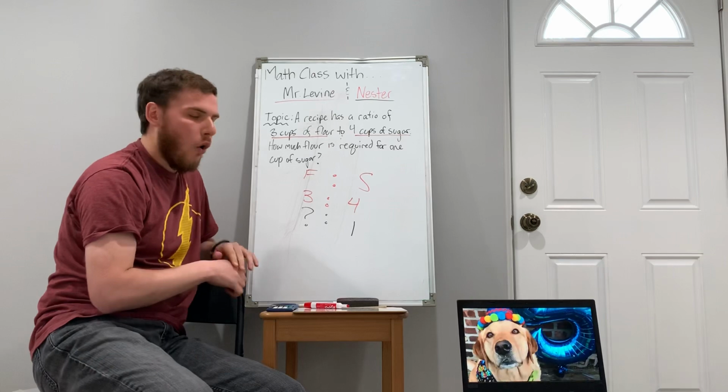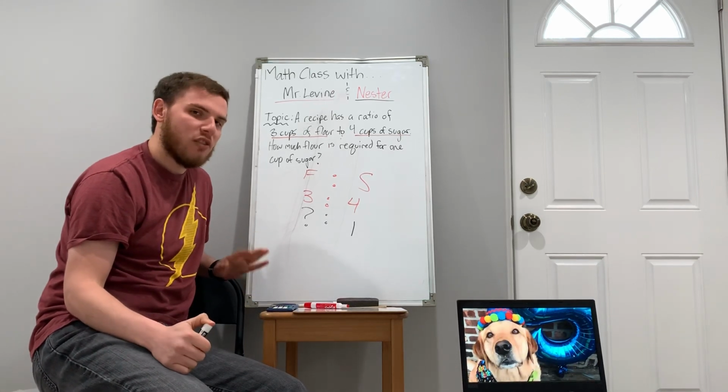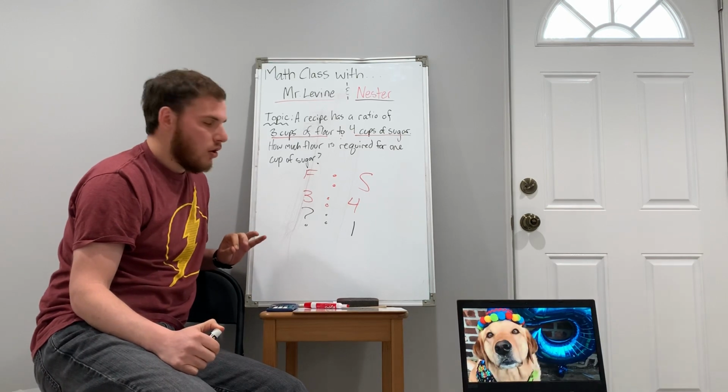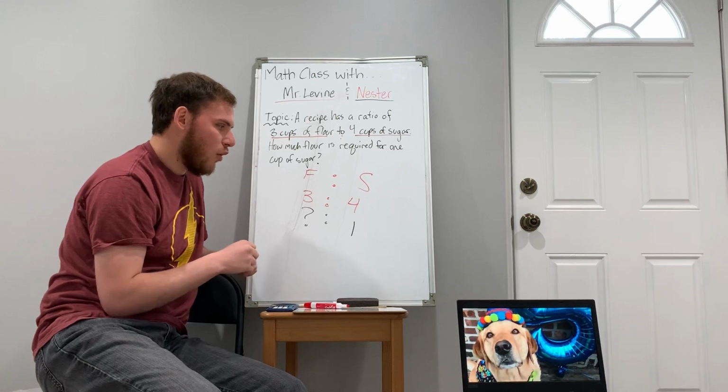And ratios only require the use of multiplication and division. So how can I get from 4 to 1 by using multiplication or division?